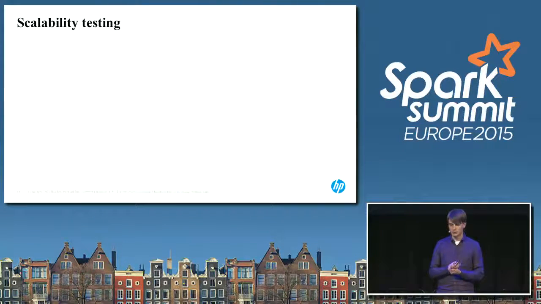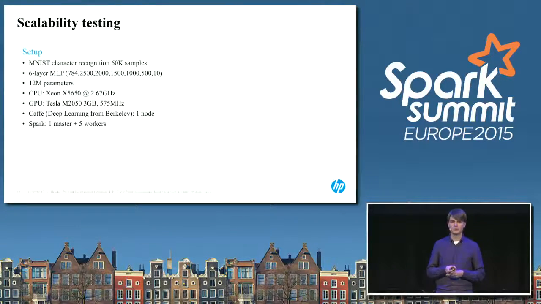So let's switch to the actual testing of the multilayer perceptron. We have used the MNIST optical character recognition dataset with 60K samples and a large neural network with 6 layers that contain 12 million parameters. As a baseline, we have used a deep learning tool from Berkeley called Caffe, which is a single node implementation, and it can run both on GPU and CPU. And for Spark, we have used only CPU nodes and up to 5 workers. So we were measuring the time needed for one iteration on this data set with those parameters.